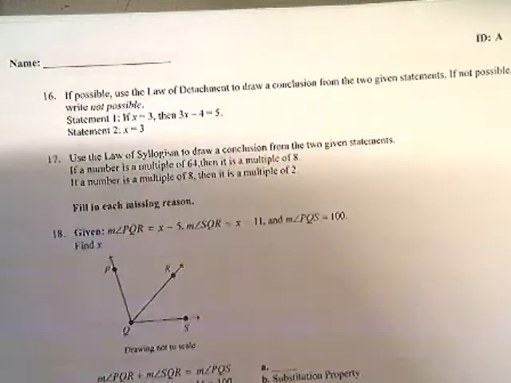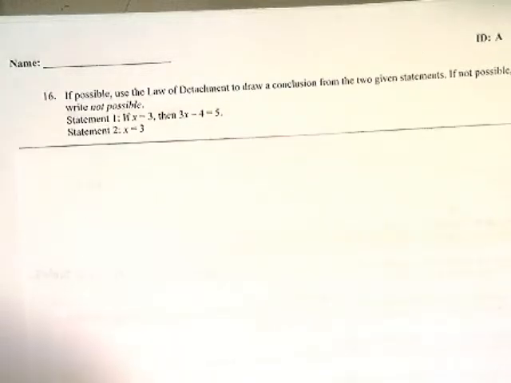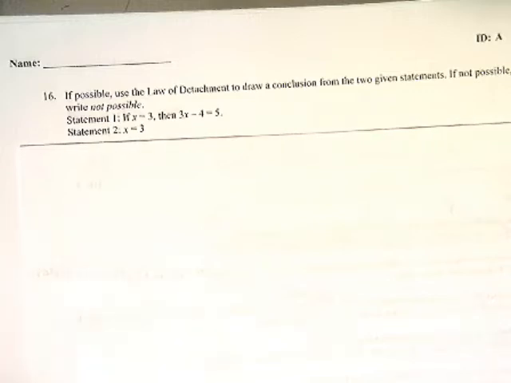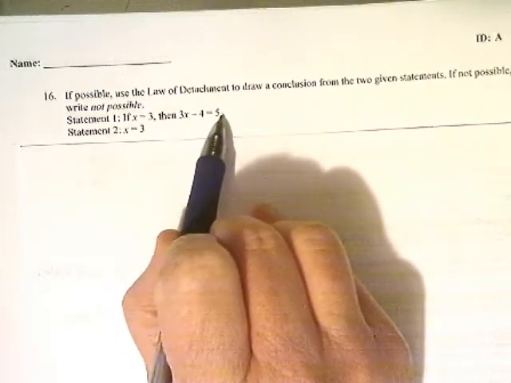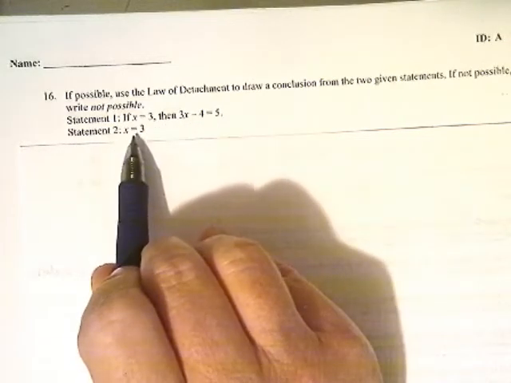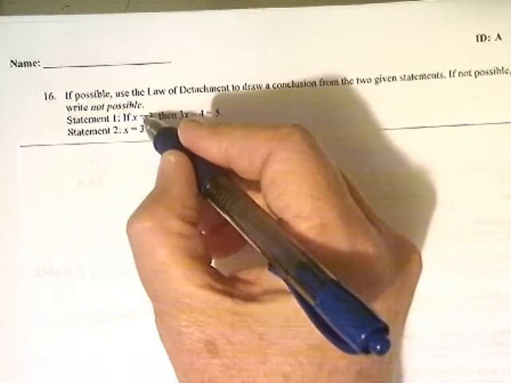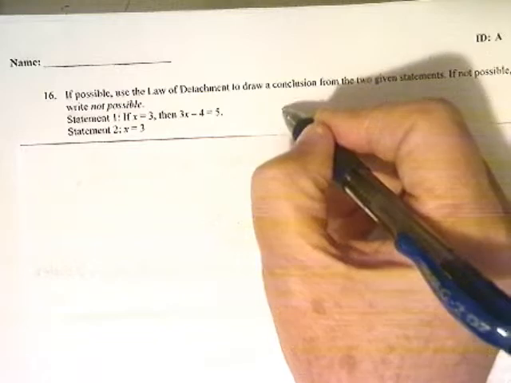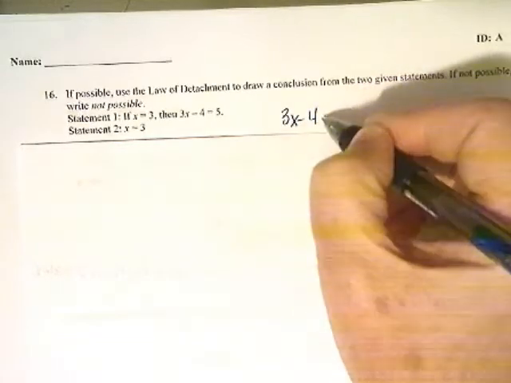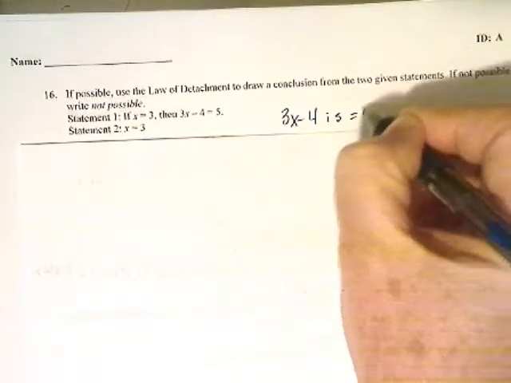16. If it is possible, use the law of detachment to draw a conclusion from the two given statements. If it's not possible, write not possible. So 16 says, if x equals 3, then 3x minus 4 equals 5. And then they say, okay, x equals 3. Well, that's restating the hypothesis, saying the hypothesis is true. So you can conclude that 3x minus 4 is equal to 5.